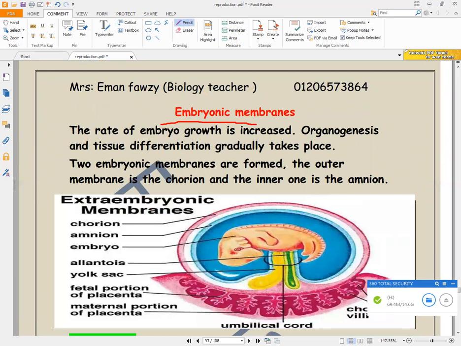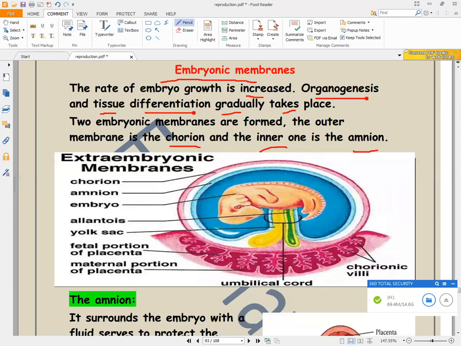You also have to know the embryonic membranes. The rate of the embryo growth is increased, okay? So organogenesis and tissue differentiation gradually take place, okay? You have to know that 2 embryonic membranes are formed. The outer membrane is the chorion and the inner membrane is the amnion. So we have here chorion and amnion, okay?